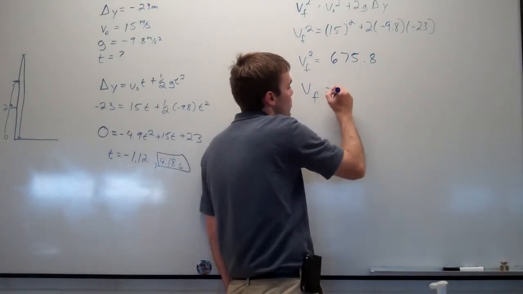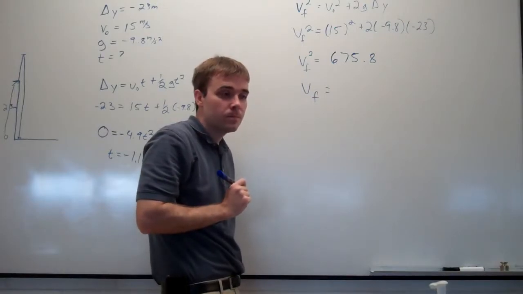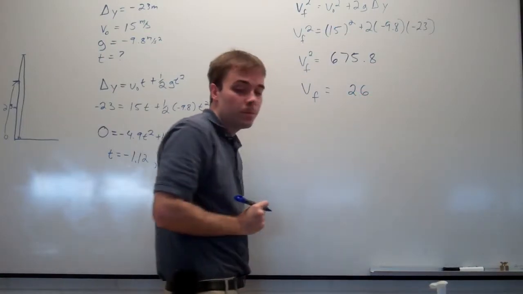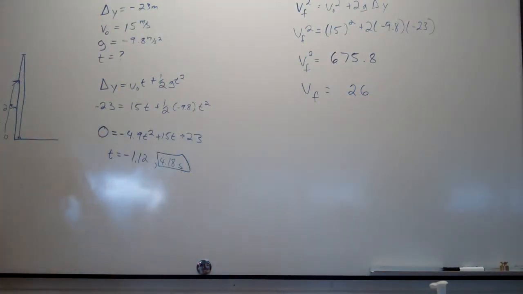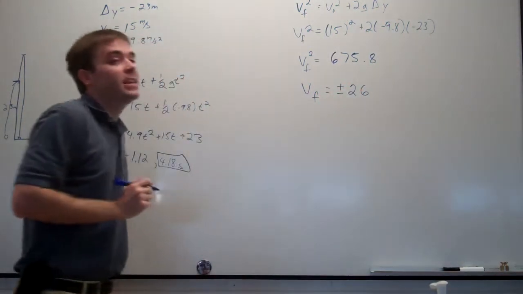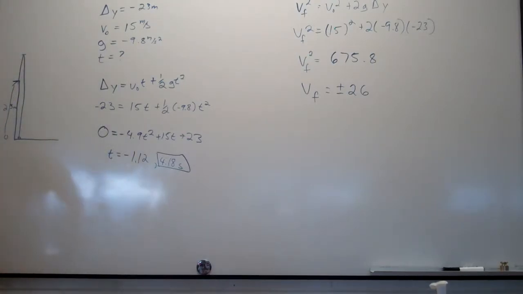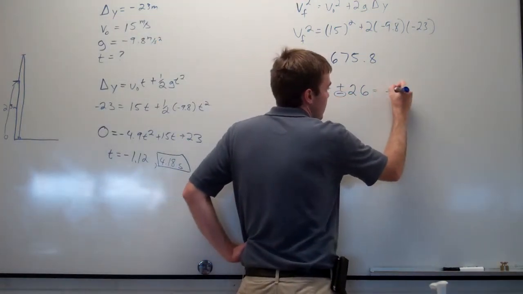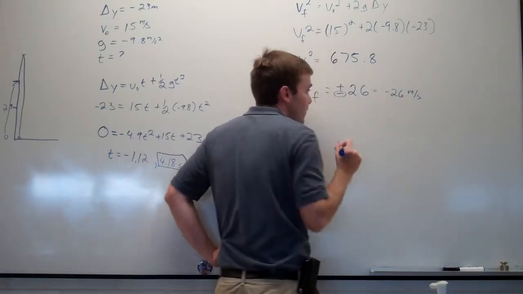And then what is our final velocity when you take the square root of that? Alright. From a math perspective, what are we missing in front of that VF since we took the square root of it? Plus or minus? Is the ball going up or going down right before it hits the ground? Down. So should that final velocity be positive or negative? Negative. It equals negative 26 meters per second for our final velocity.